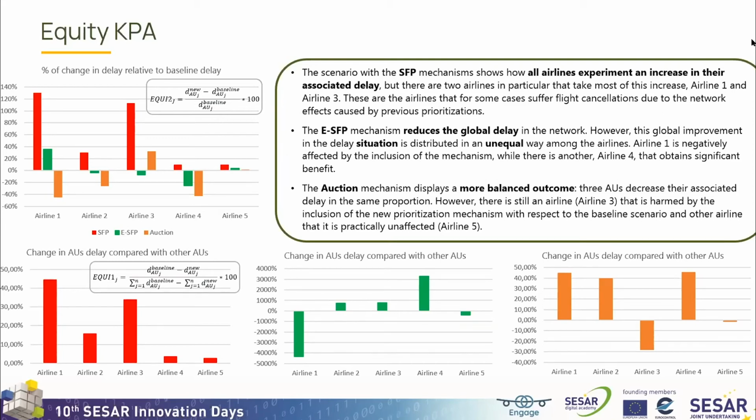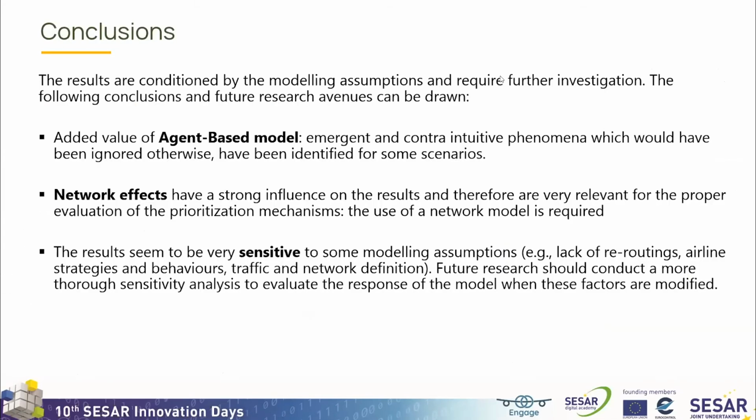Three airlines decrease their associated delay in the same proportion. However, there is still an airline that is harmed by the inclusion of the mechanism. These results are a little bit conditioned by the modeling assumptions and of course require further investigation. However, the following conclusions and future research avenues can be drawn.